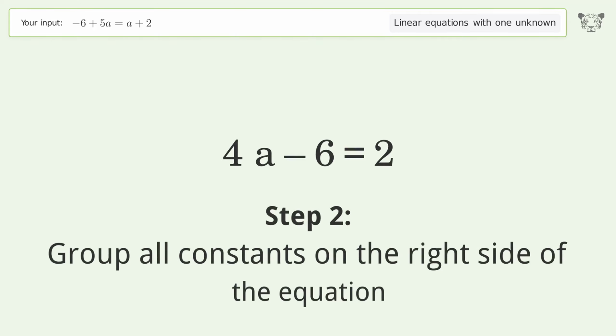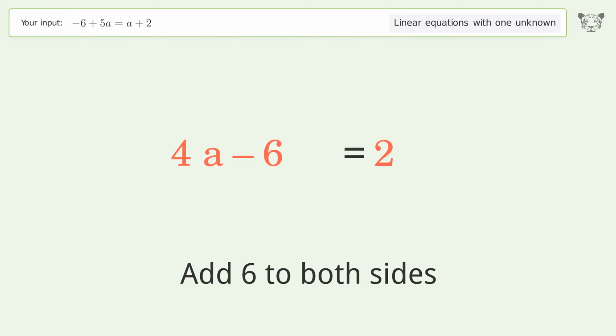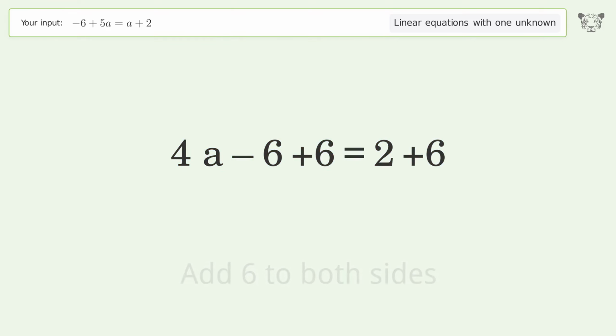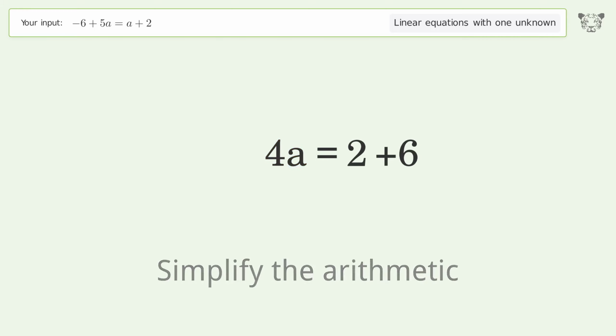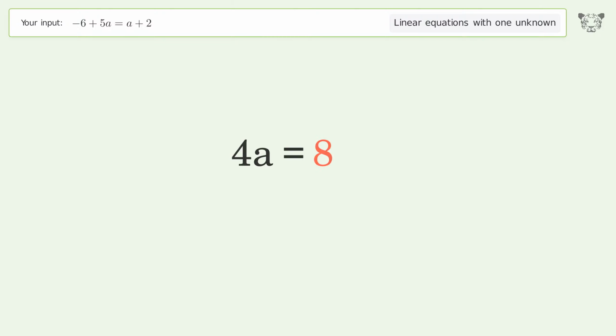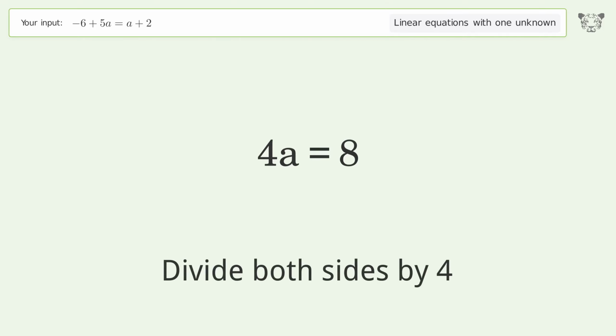Group all constants on the right side of the equation. Add 6 to both sides. Simplify the arithmetic. Isolate the a. Divide both sides by 4.